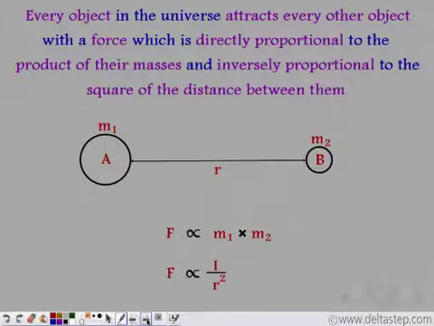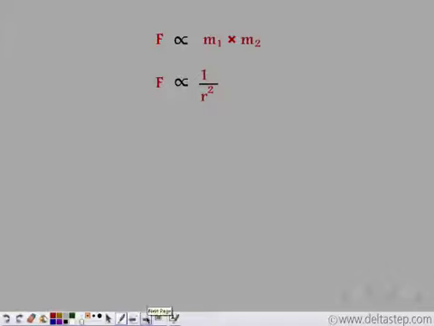So, F, that is the force of attraction between these two objects, is directly proportional to the product of their masses, m1 into m2, and inversely proportional to the square of the distance between them, that is 1 by r square. So we have F is directly proportional to m1 into m2 and F is directly proportional to 1 by r square. Now combining these two, we can write F is directly proportional to m1 into m2 divided by r square.